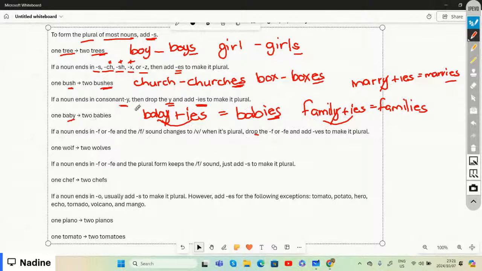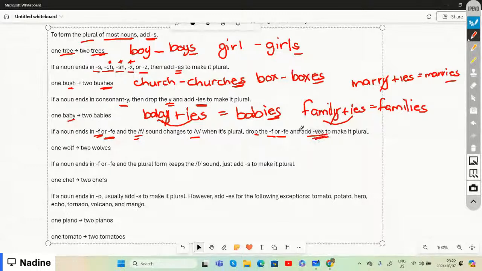It says, if the noun ends in F or FE, and the F sounds more like a V sound when we show that there's more than one, then it means that we need to drop the F or drop the FE, and we need to add VES to make it plural.